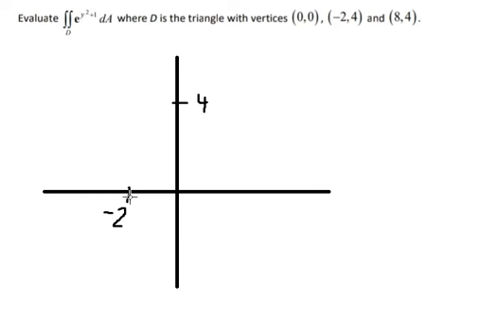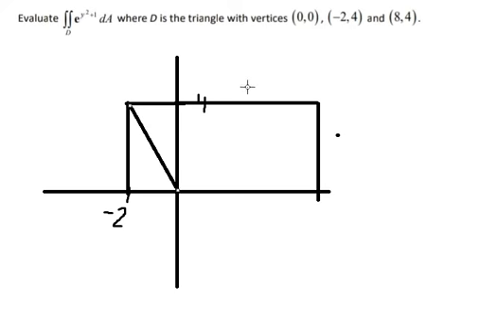So the point we need to connect. Location number 3, 8, 4, that should be in here. Now we connect these 3 vertices and we just create the triangle.